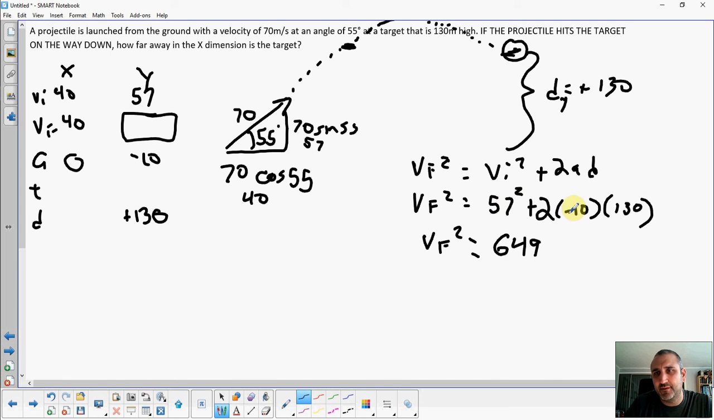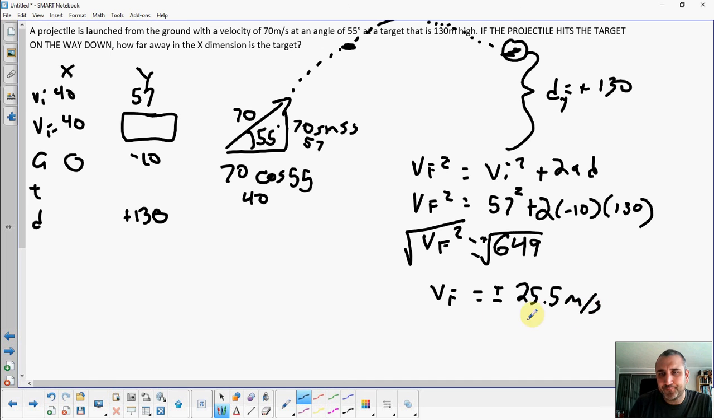57 squared is a huge number. This is a huge number also, but because it's a negative here, we get to subtract this big number from that big number, and the difference should be positive 649. The reason I knew this was wrong before was because I actually ended up with a negative number when it was only 60 meters per second. So we can't take the square root of a negative number. So I changed it to 70 meters per second, which means it went up further, and we ended up with a positive final velocity. From this, we take the square root, and Vf will be plus or minus, at this point, 25.5 meters per second. Okay?